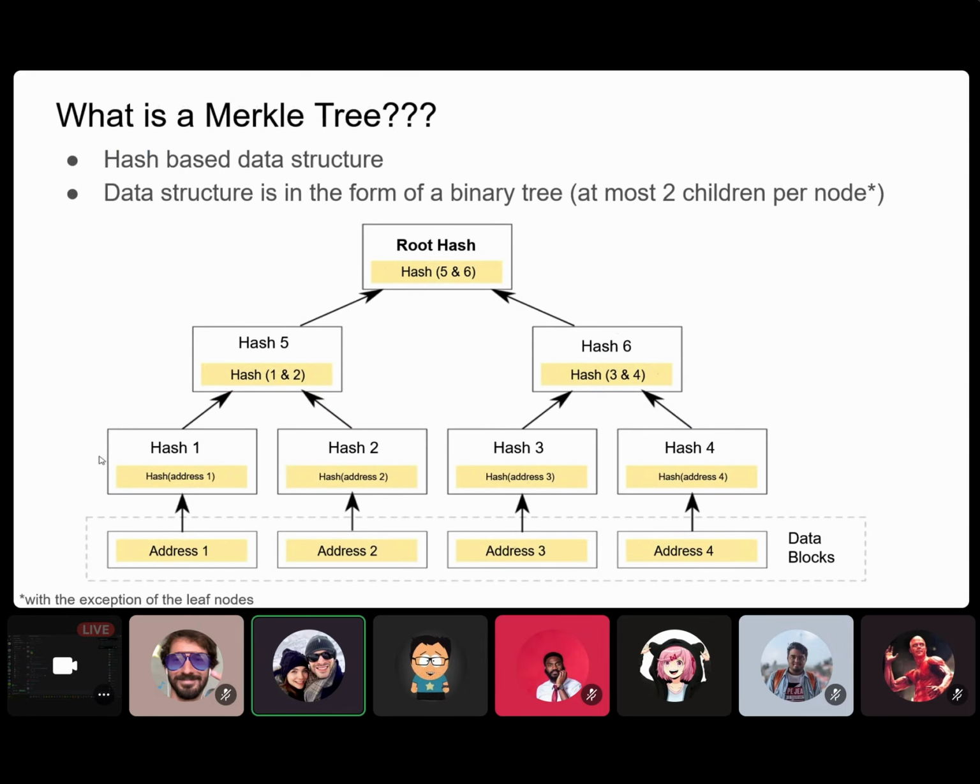I want to give a quick primer on what a Merkle tree is for folks that may not understand what they are. A Merkle tree is a hash-based data structure. It's in the form of a binary tree, where you have at most 2 children per node. So for example, in the tree you see here, you start at the very bottom where you have, say, a list of 4 addresses, and each of those is hashed recursively up to the top where you get to your root hash. And that's what a Merkle tree looks like.